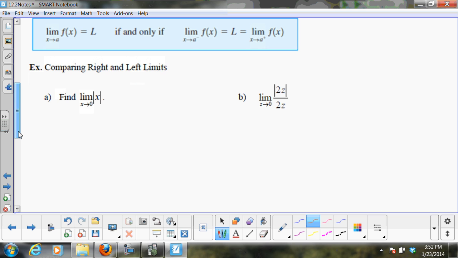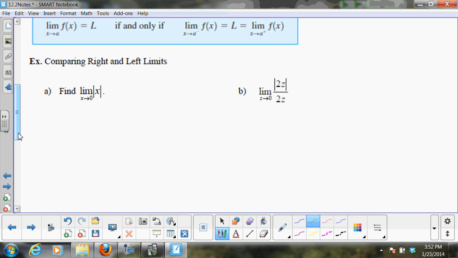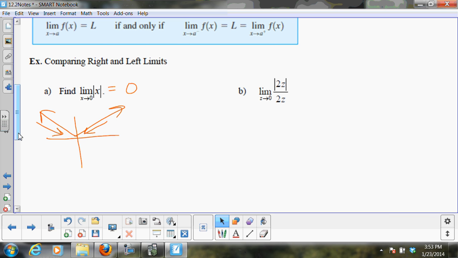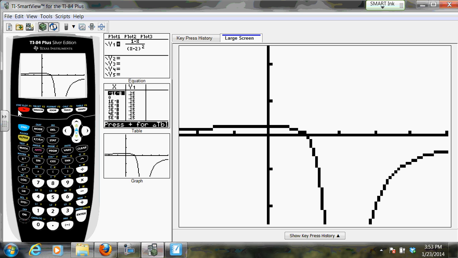Right hand and left hand limits, we've talked about that. The limit as x approaches 0 of the absolute value of x. Well, that graph is this right here. So as we're going down here, they both equal 0. This graph doesn't exist, and I'm pretty sure it's a horizontal graph. I'll put it in though.